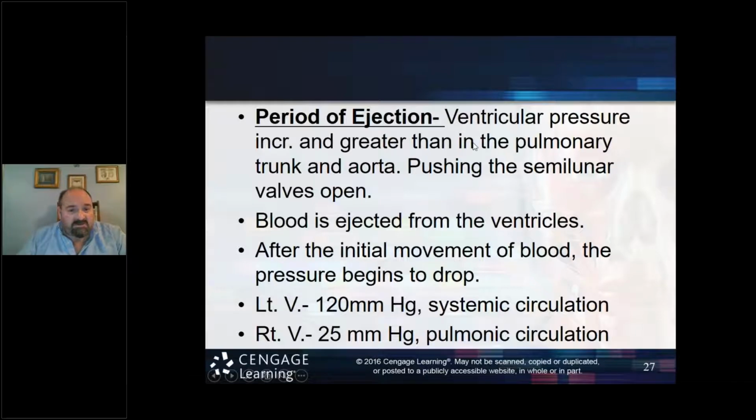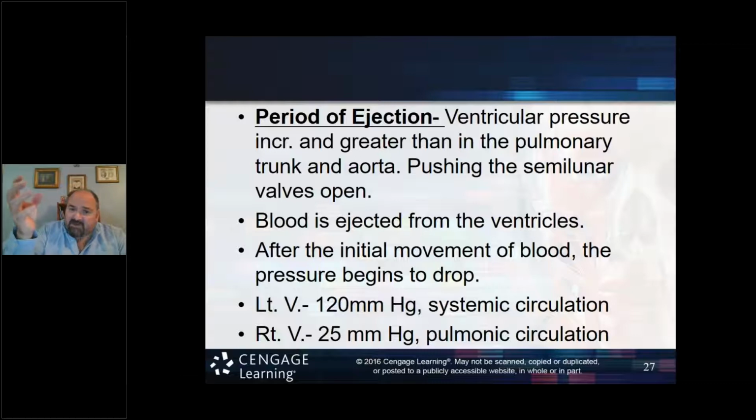Ventricular pressure will increase and become greater than the pressure within the pulmonary trunk and the aorta, and that's going to push those semilunar valves open. So the pulmonic and the aortic valves will open. Blood is going to be ejected from the ventricles. And then the cycle begins again, because what's going to happen?